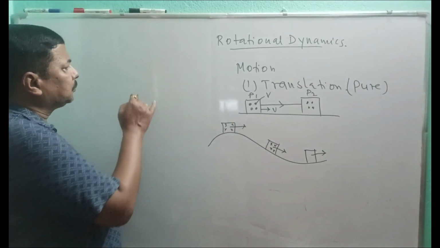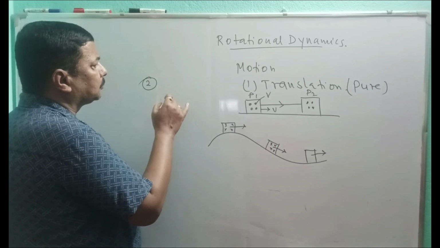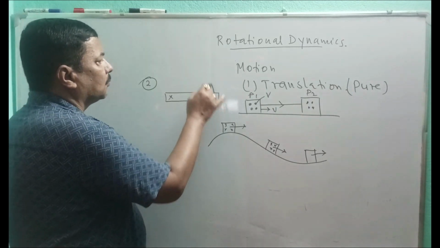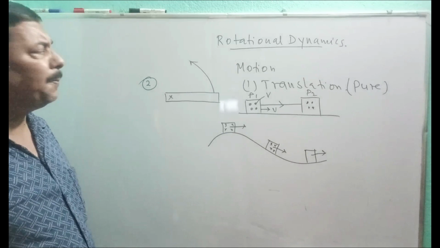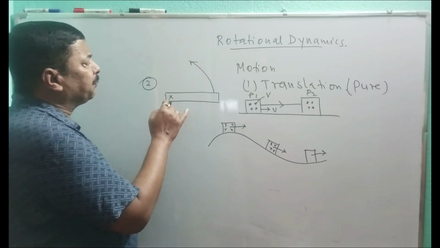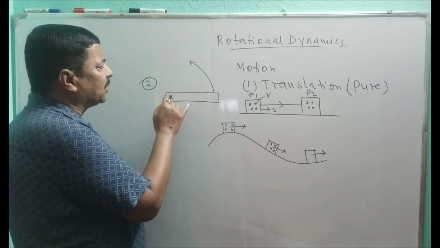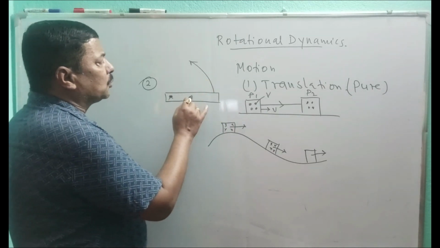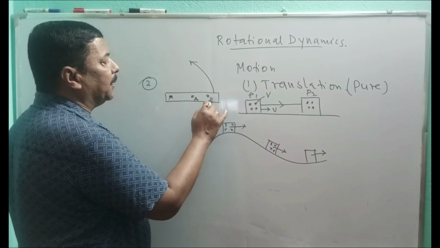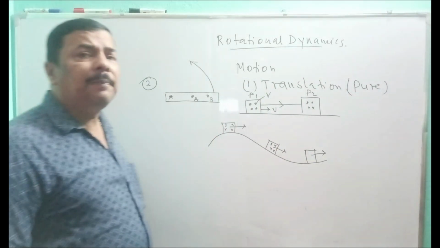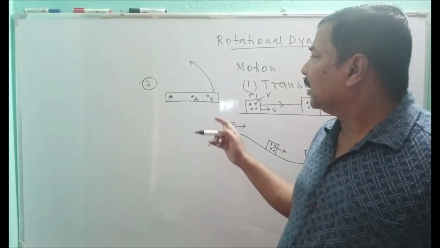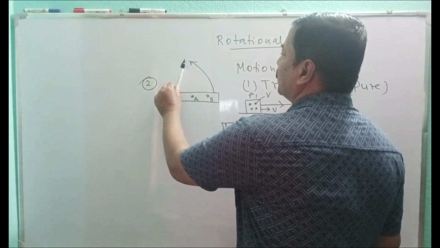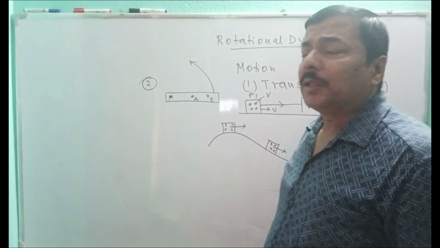Second type of motion: we can consider that the body is fixed about this axis. The body is rotating about this axis. This is the axis and the body is rotating. Here also we are considering 2 points A and B. If we consider 2 points A and B, what will you observe? You will observe that A is rotating about the fixed point and B is also rotating about the fixed point. But here the motion is circular.